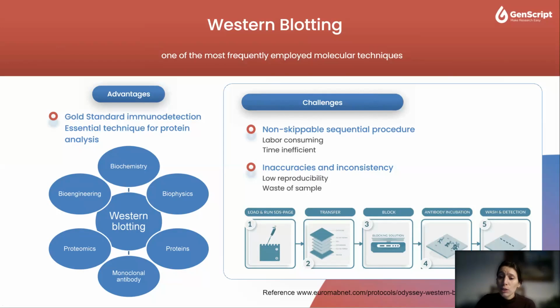Even though this is a very good technique, it is still fairly labor intensive and extremely time inefficient. It takes multiple days. It's also riddled with inaccuracies and inconsistencies, especially if you're going from one user to another. So the reproducibility is fairly challenging.